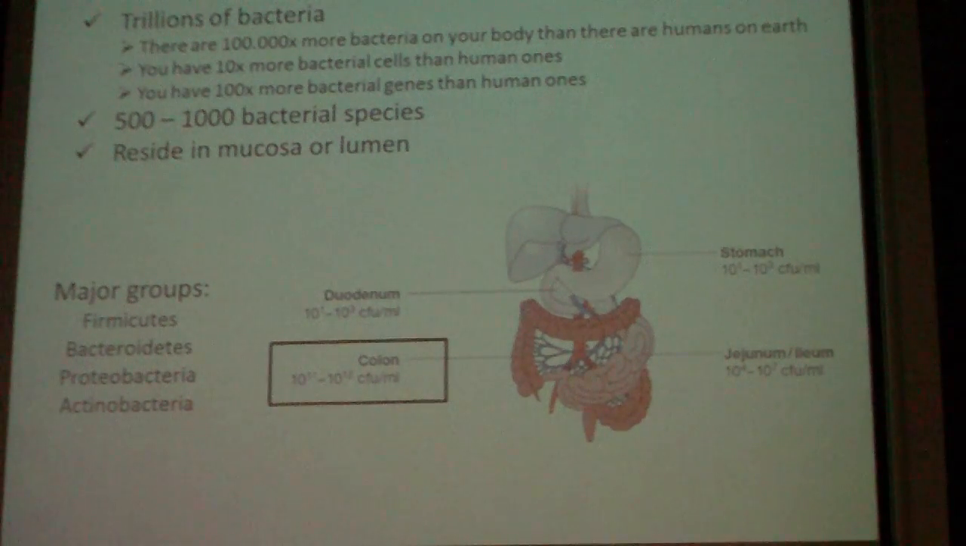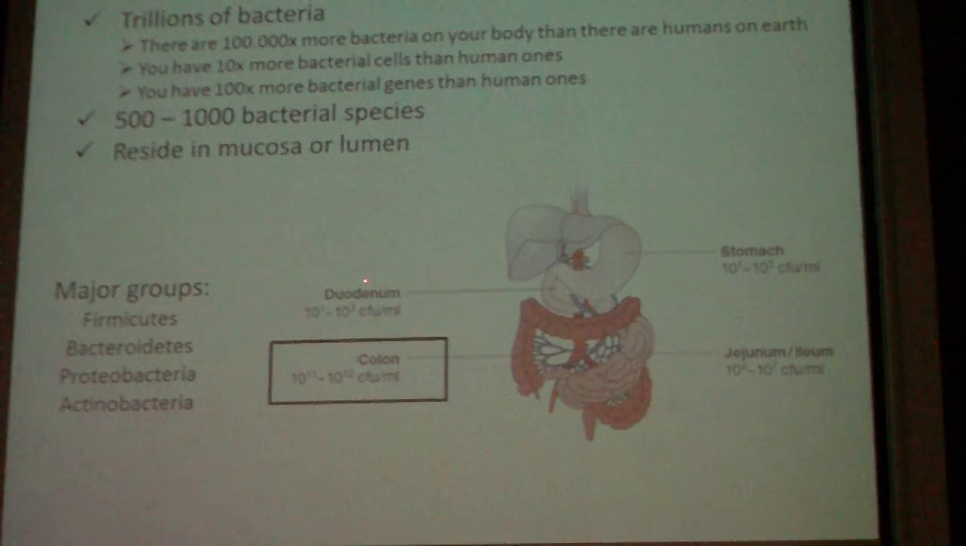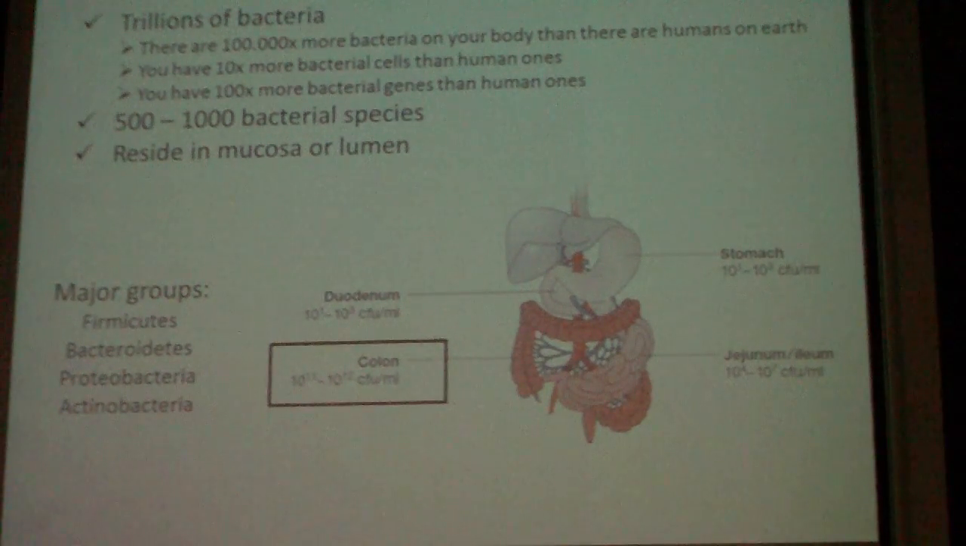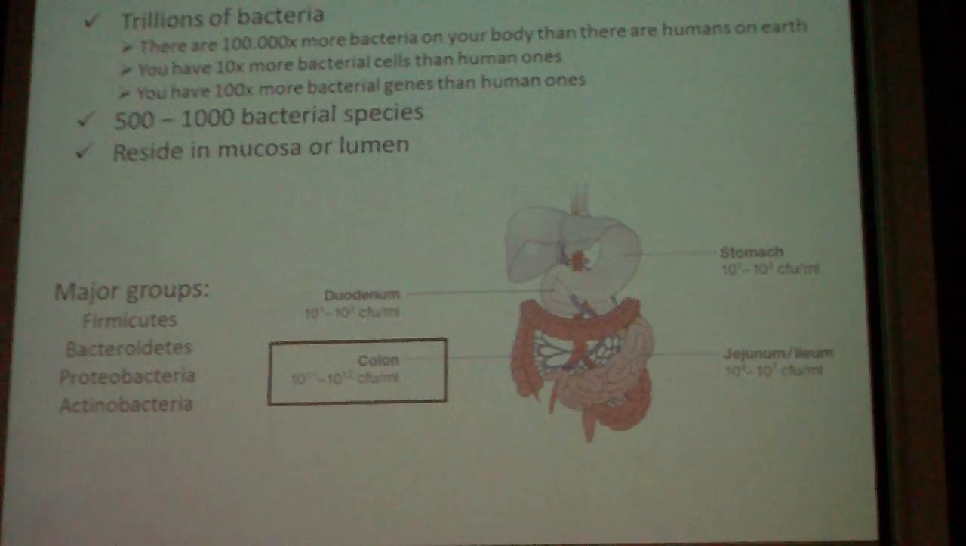There are 500 to 1,000 bacterial species, and in the stomach or the duodenum there are fewer bacteria. The highest presence is in the colon. So we focus on the colon, and we can detect gut microbiota composition through the feces. In research we detect the microbiota in the feces because it's difficult to see the gut bacteria composition in the colon. There are 4 major groups: Firmicutes, Bacteroidetes, Proteobacteria, and Actinobacteria are the main phyla of bacteria.